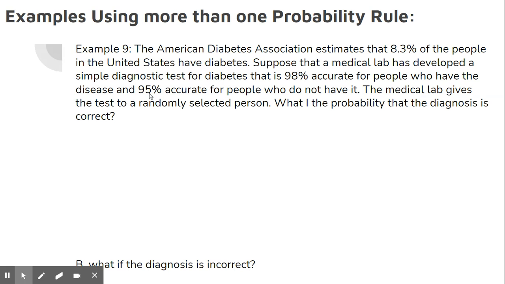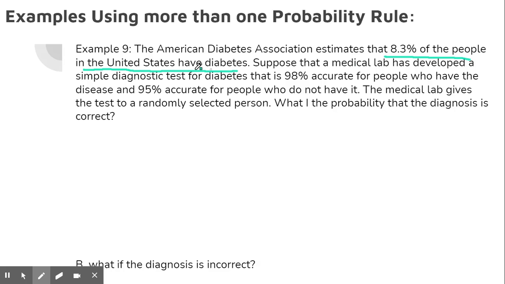And now we have a big problem, right? Now we're going to look at finding a probability using multiple rules. So we're actually going to look at things that are complements of each other. We're going to look at ands and ors and everything in between. Okay, so I find it easiest to make a table out of the situation. So we have an estimated 8.3% of people in the US have diabetes. Okay, so that's one piece of information they're telling us.